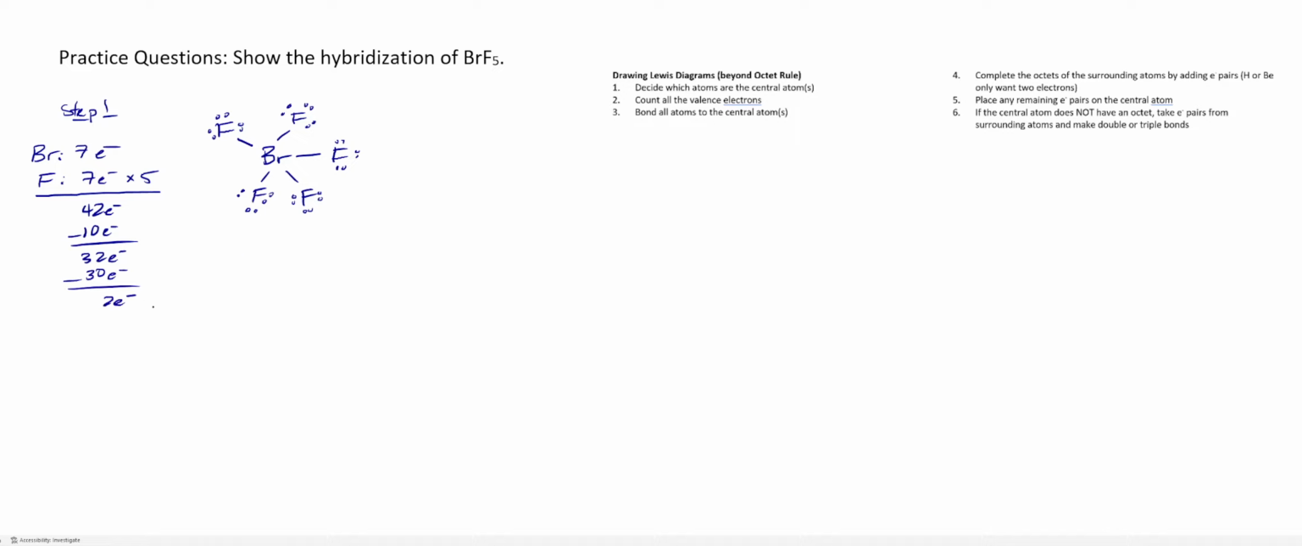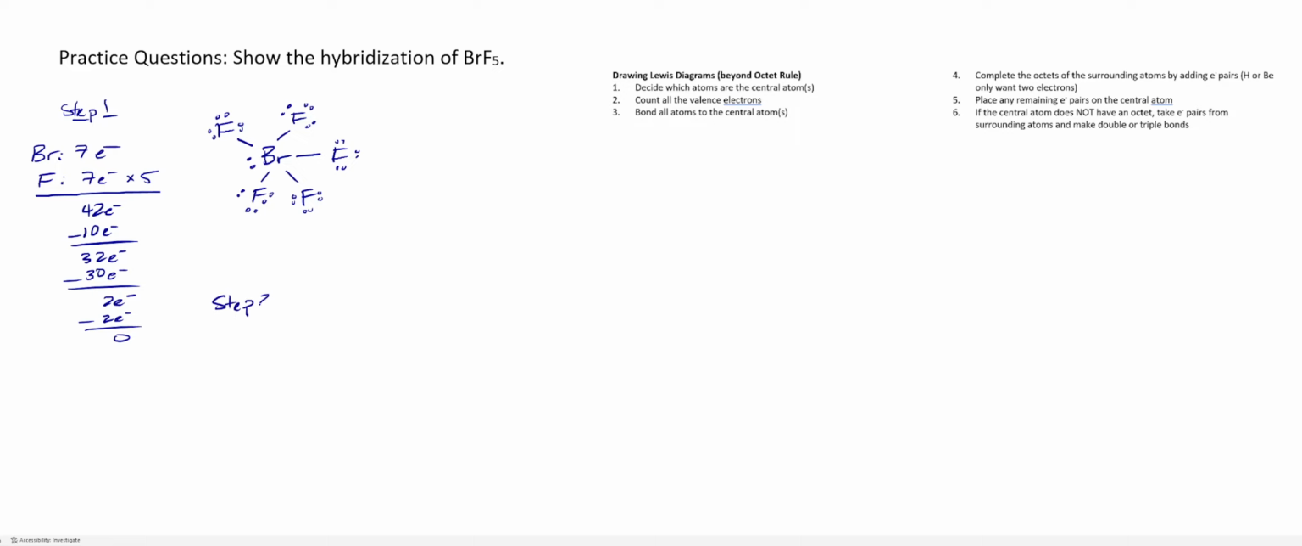Okay, so if I have 2 leftover electrons and all my surrounding atoms have their octet, it says place any remaining electron pairs on the central atom. So then I'm going to have to place 2 on the bromine right there, and now I've completed the structure. So bromine pentafluoride looks like it has a bromine surrounded by 5 fluorine atoms and then a lone pair on the bromine. So all of that right there just represents step 1 of the hybridization. That's your Lewis diagram.